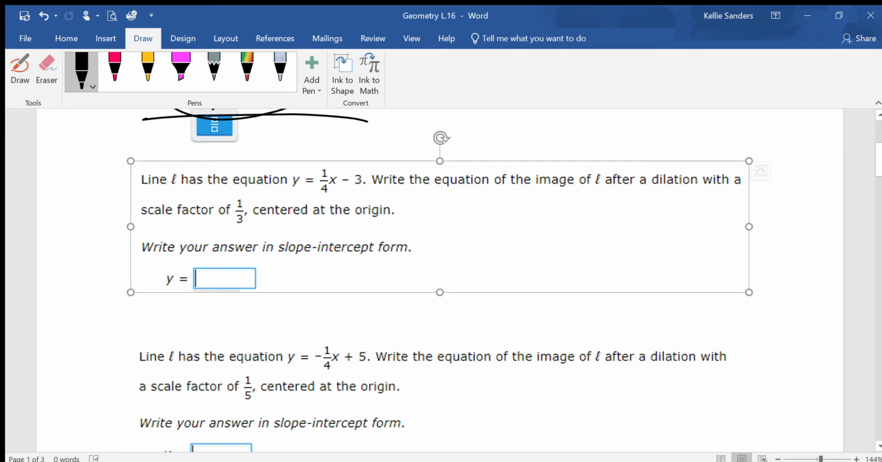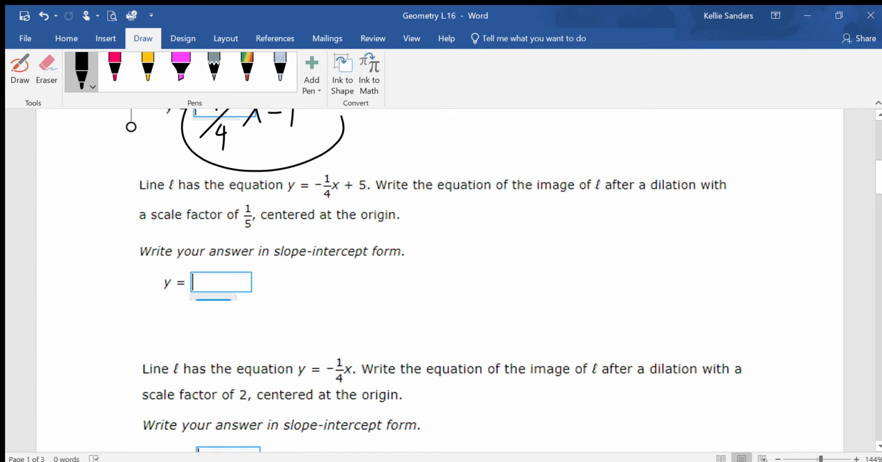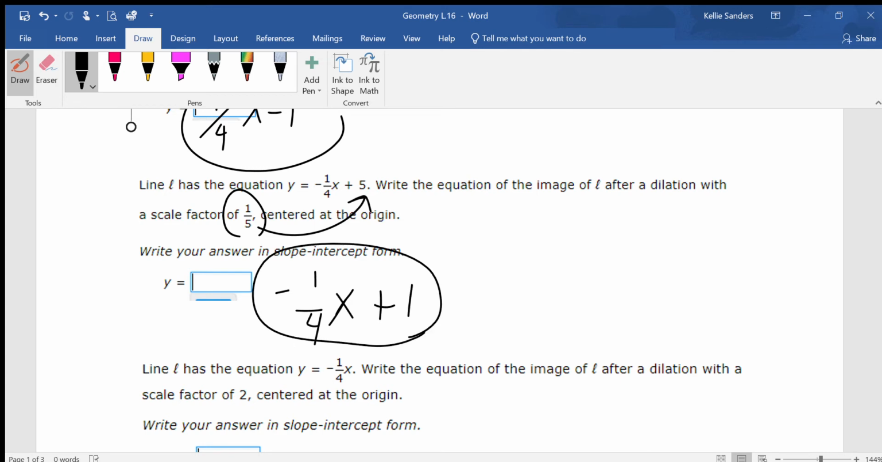So 1 over 4x, and then, so what do you think you're going to do with that 1/3? You're not going to multiply the negative 3 by 3. 1/3 means divide by 3. So what's negative 3 divided by 3? Negative 1. You're going to take this 1/5 just to the 5. Negative 1/4 stays. Don't forget about the x. And you're just dividing the 5 by 5, so it'd be plus 1.